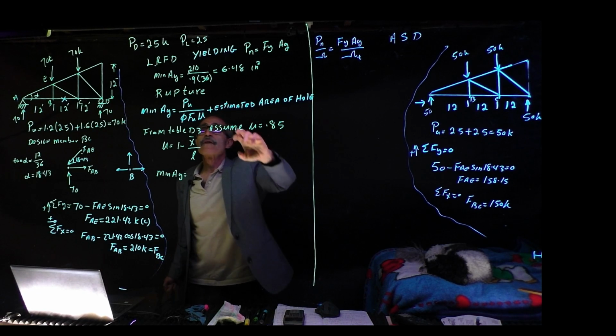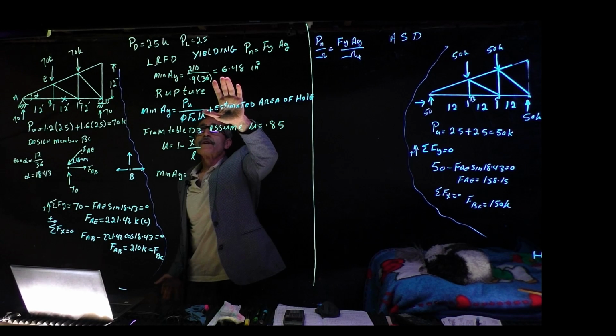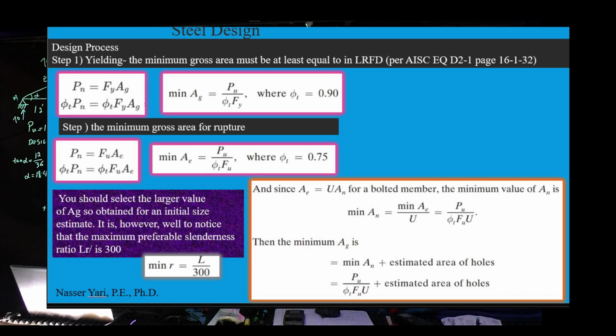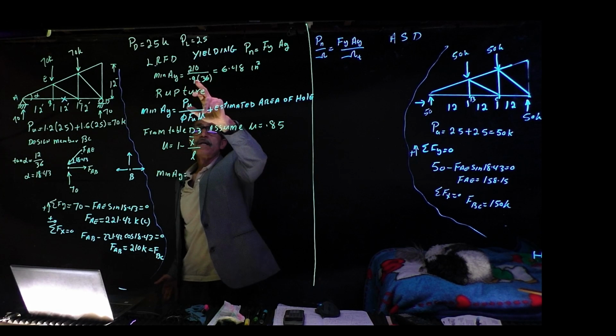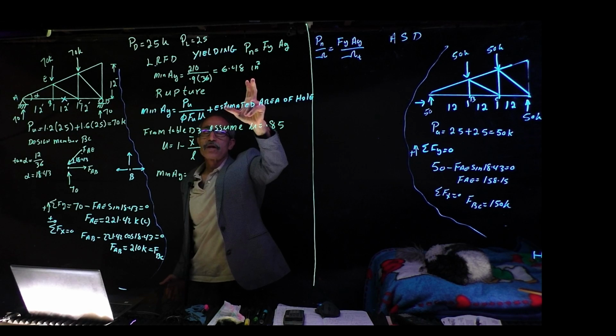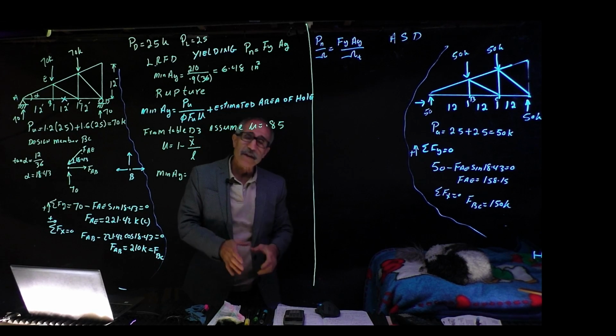In load and resistance factor design, we're going to calculate the yielding, which is given by this equation, Pn equals Fy times Ag, but this really should be phi times Fy times Ag. We calculate the minimum Ag, which is 210, the force that we have, divided by 0.9, which is phi t, times 36, and that gives us the cross-sectional area that will satisfy yielding.